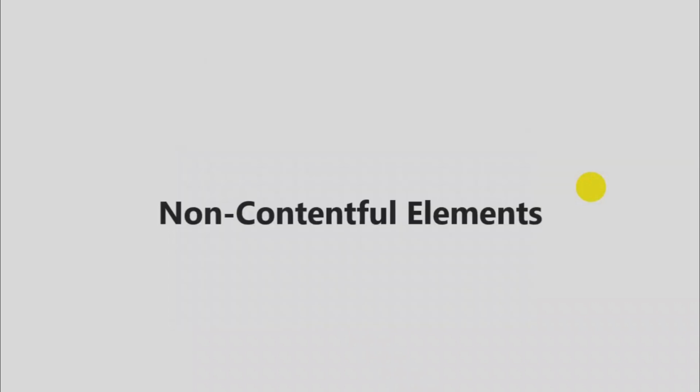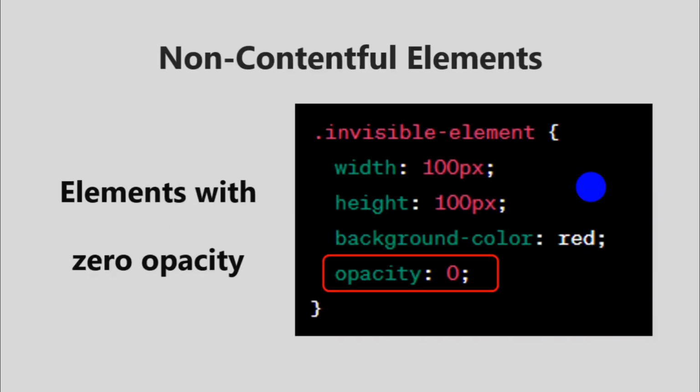Now let's discuss elements that, while they may appear on a web page, are not considered as candidates for LCP. These elements fall into the category of non-contentful, meaning they don't significantly contribute to the user's experience or understanding of the web page content. First, we have elements with zero opacity. These are elements that are completely invisible to users because they have no visual presence. In other words, they are hidden from view and don't convey any meaningful content to the user.